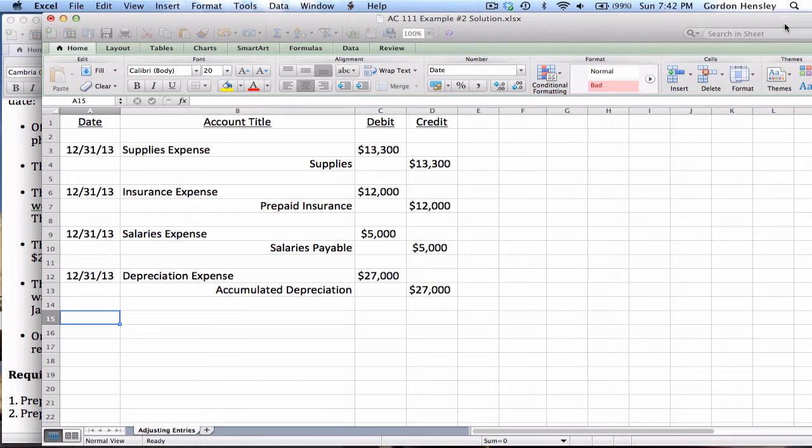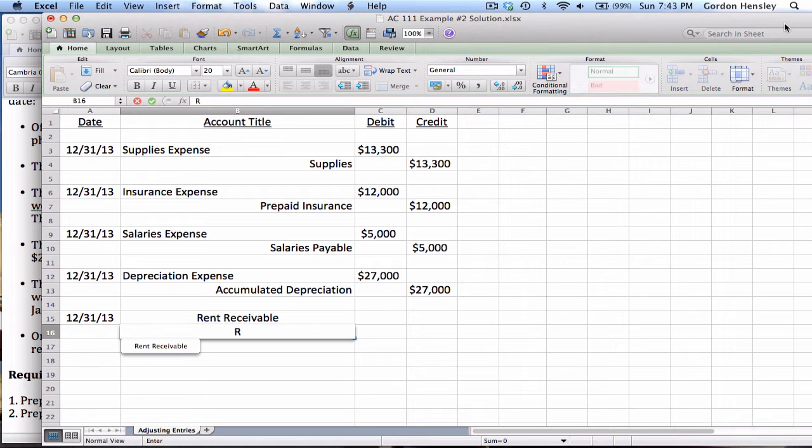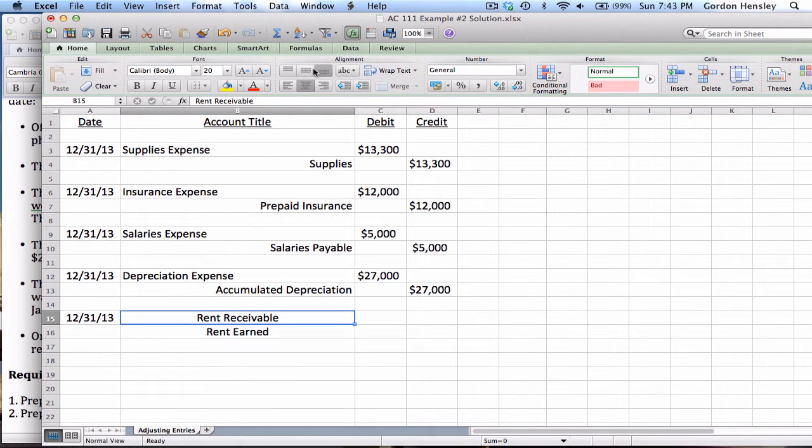But that means I'm going to have to record an adjustment in this year. Now, in this case, I have rent here that I haven't received yet. They owe me this rent. So what I'm going to do is debit an account called Rent Receivable. And then on the credit side, I'm going to do Rent Earned. So I'm going to debit Rent Receivable, and I'm going to credit Rent Earned.